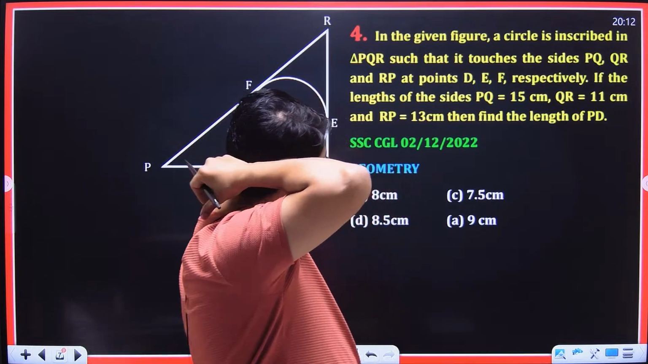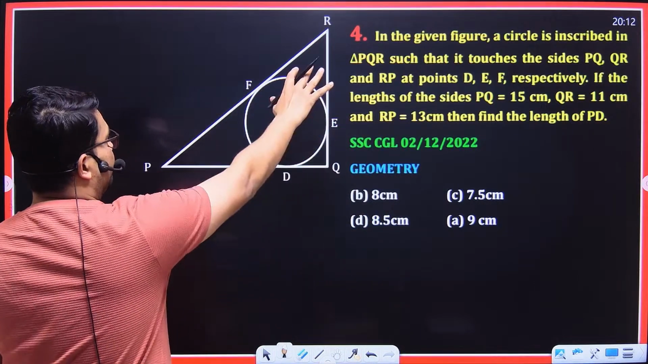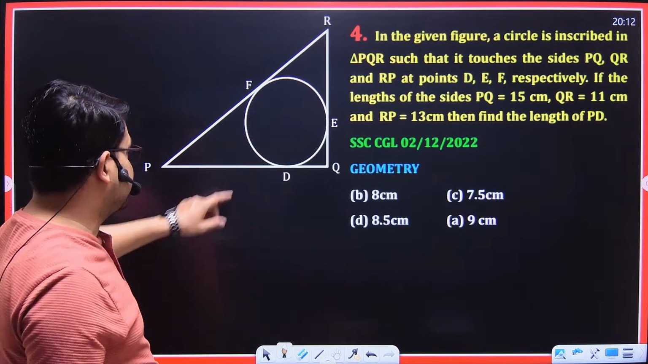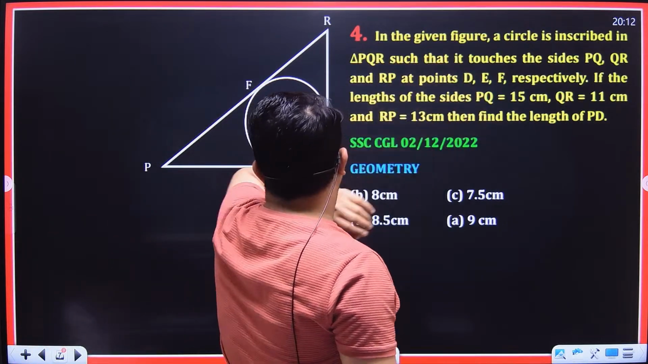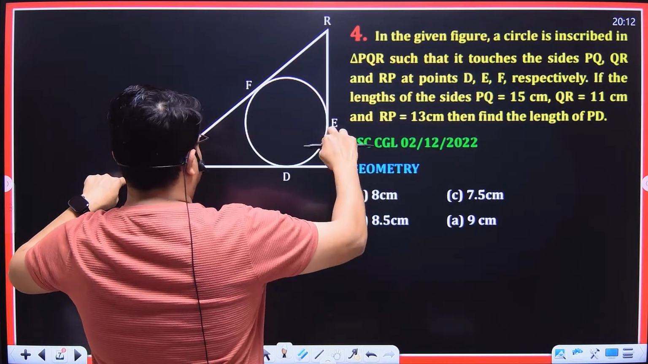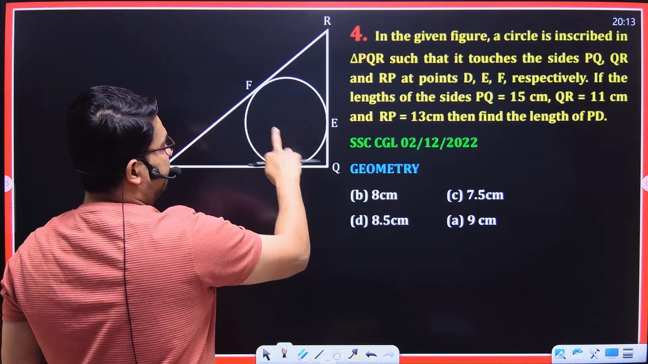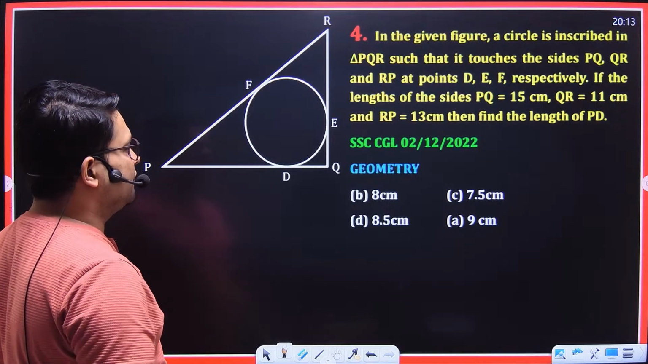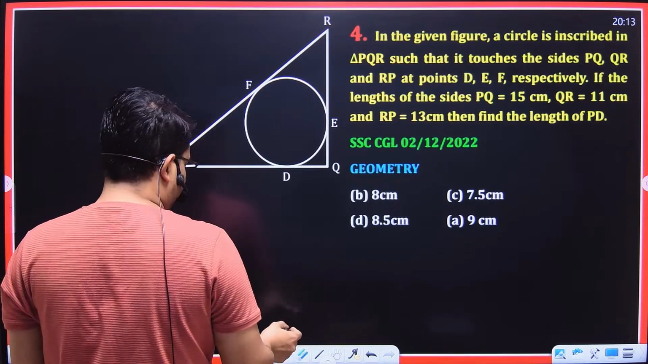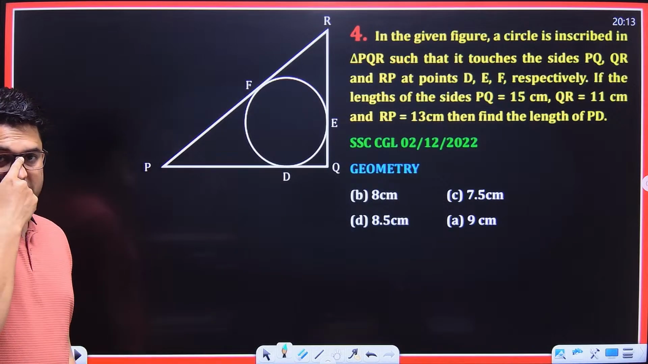In the given figure, a circle is inscribed in triangle PQR. We have a triangle PQR, and a circle is inscribed in it, so that it touches the sides PQ, QR, and PR at points D, E, F respectively. If the lengths of the sides are given, we have to calculate the length of PD. So in this question, a concept of circle will be used.